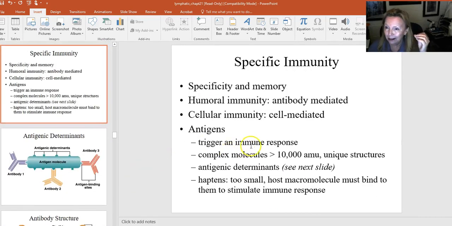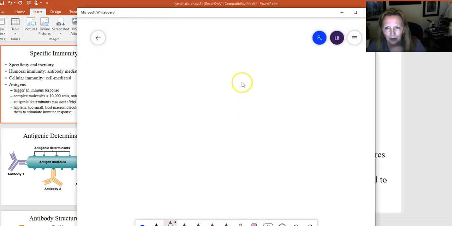But what I'd really like to do, and I hope you'll bear with me, I'm going to use a whiteboard here to actually introduce you to what specific immunity is really all about. And I hope that you'll bear with me, as I'm using my mouse to actually draw on this whiteboard, and that it will make sense for you. But let's get started, okay? Because I think that this is so important for you to know. So let's go ahead and get started.